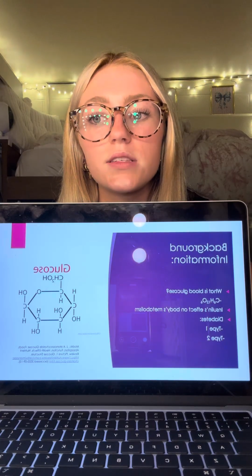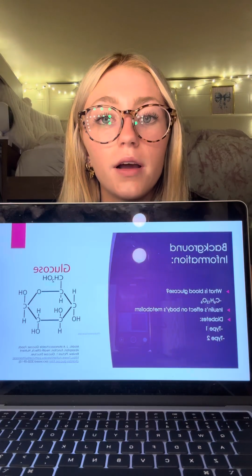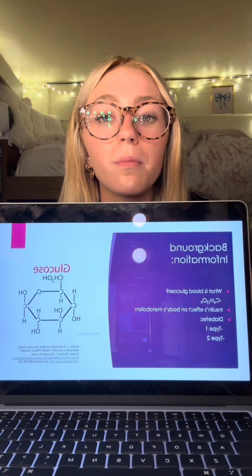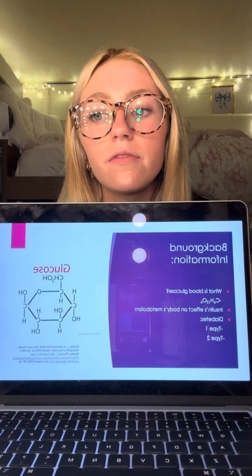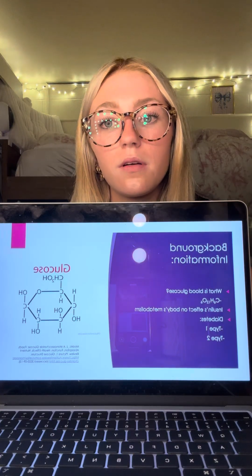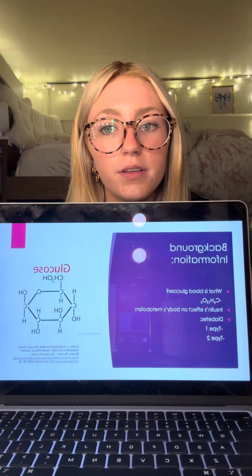As a result of these symptoms, hyperglycemia, which is high blood sugar, or hypoglycemia, which is low blood sugar, may come about. In order to fix these, insulin can be used. But let's take it a step back. What is insulin's effect on the body's metabolism?